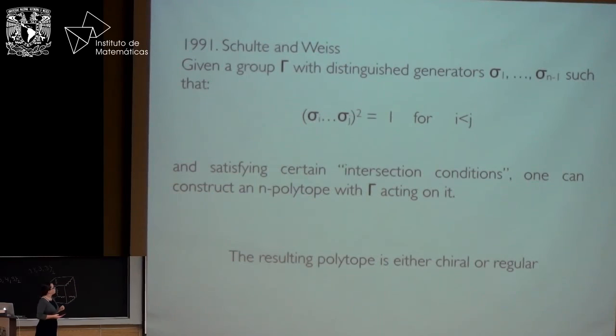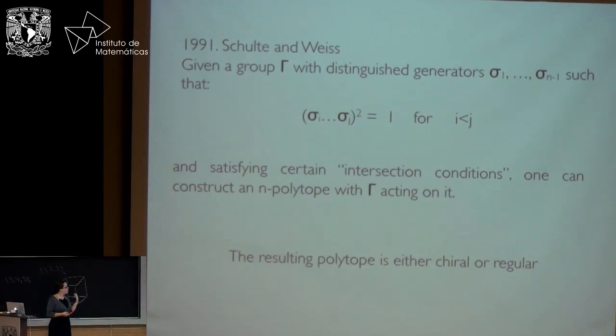So this characterization of chiral polytopes is really helpful because we forget a little bit about the combinatorics and work with the groups. And it's easier in general to work with the groups than with the combinatorics. And this is the approach that we have taken, everyone working on chiral polytopes; it is the main approach, I could say. Not the only one, but the main one.